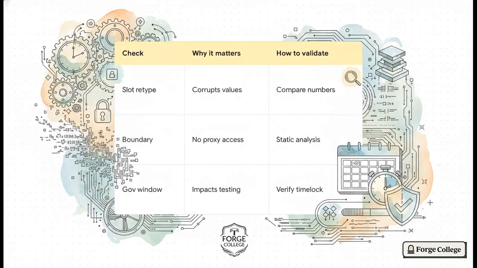Let's break down this analytical checklist. What's great about this is how it separates human feelings from checkable, undeniable facts. For instance, checking for a slot retype or reuse matters because it leads to corrupted values. How do you validate it? Just compare the slot numbers and types. Checking the delegate call boundary ensures no proxy slot access, validated via static analysis. And the governance window impacts your testing ability, which you verify through time lock parameters.